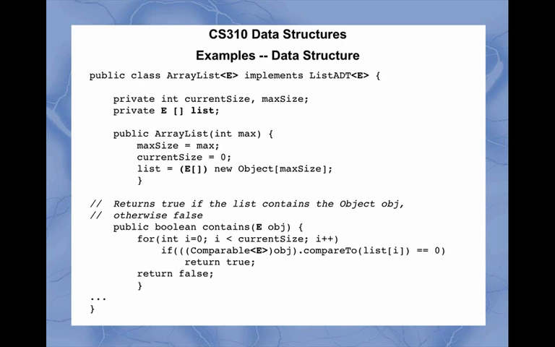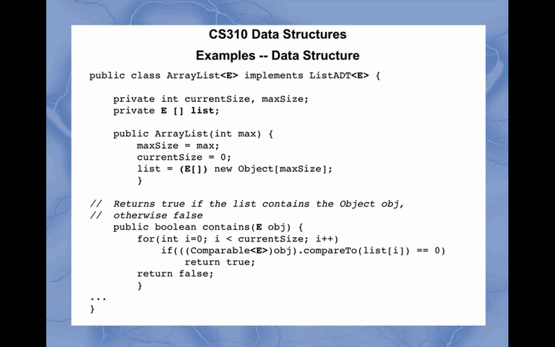Notice we have an array here of type E, and when we create it, we cast to an array of type E, but we're actually creating an Object array. Then we have the contains method, and in the contains method it takes the parameter E obj, and notice that we have ((Comparable<E>) obj).compareTo, and then the array element list[i].